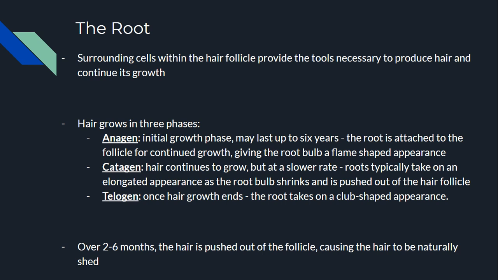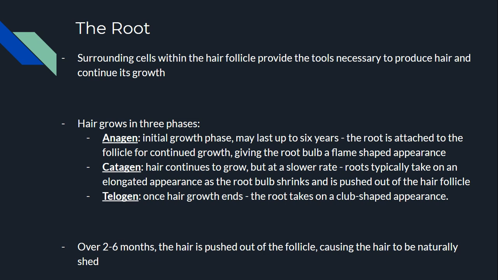This is because hair grows in three separate stages. You have your anagen phase, which is your initial growth, and it can last up to 6 years. The root is attached to the follicle for continuous growth, which contains a bulb-like flame in appearance. So it'll be bulb-like. Think of a light bulb, obviously not that big, but that shape attached to your hair.